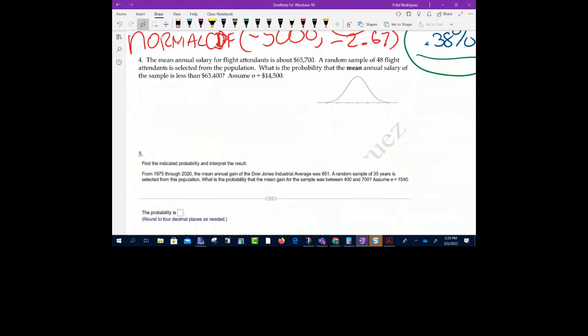Let's try another similar problem and see if we can figure out what we've got going on here.